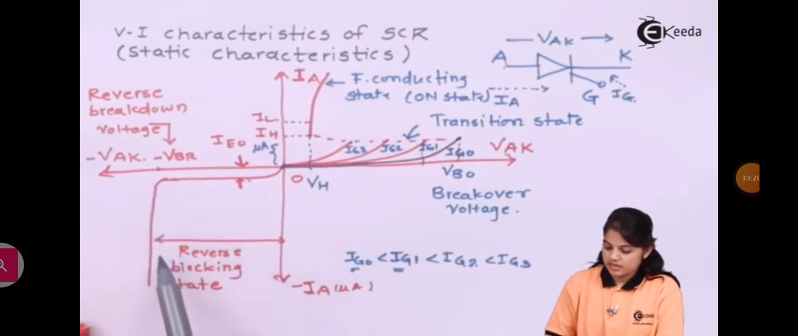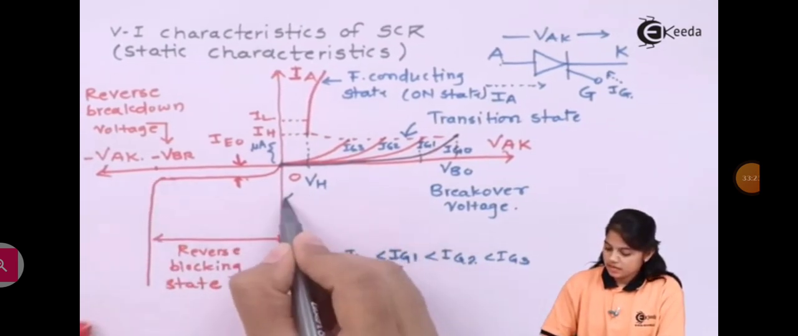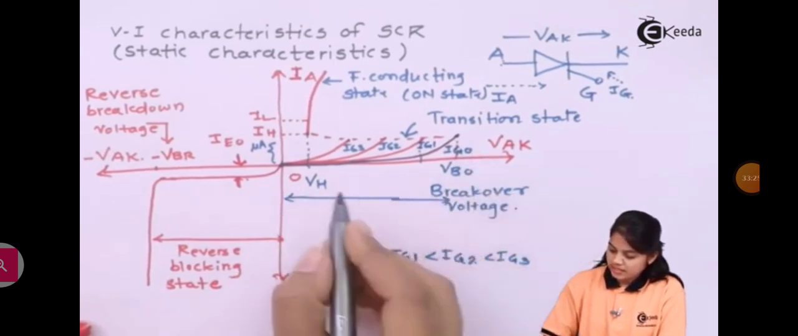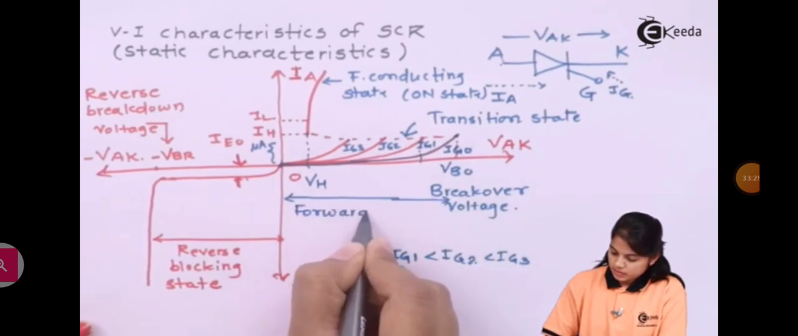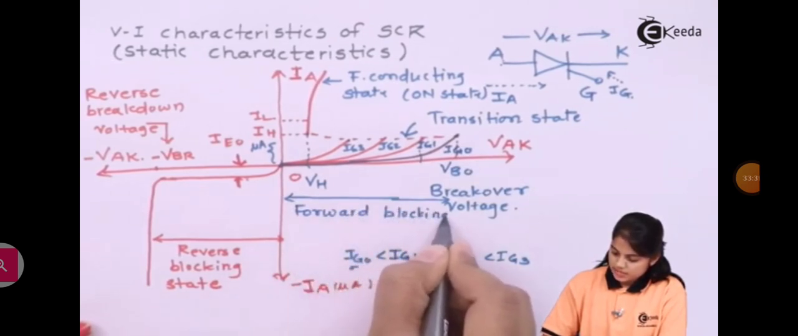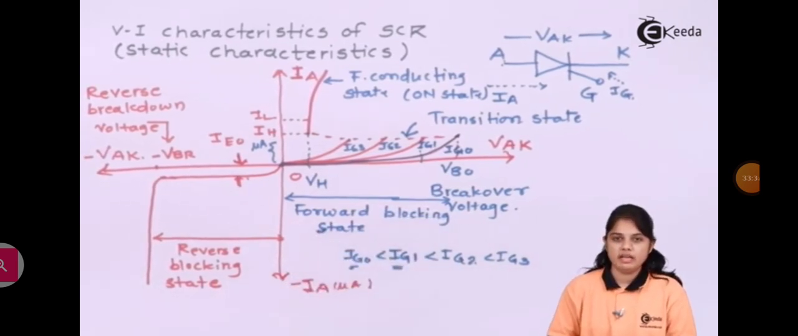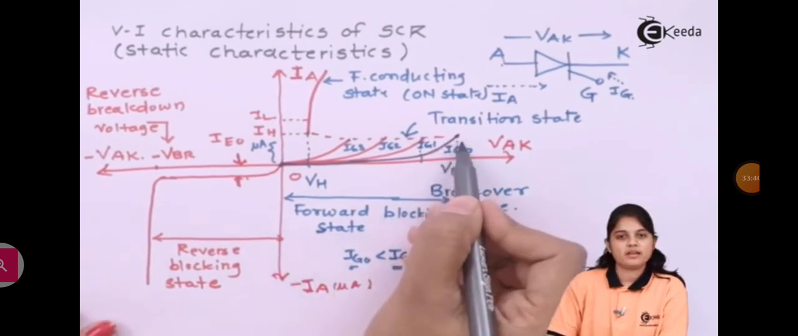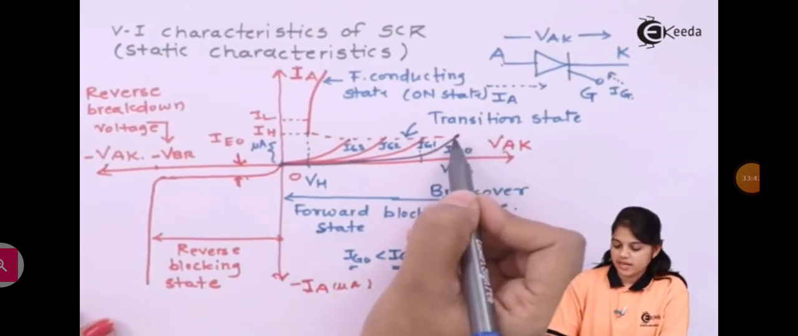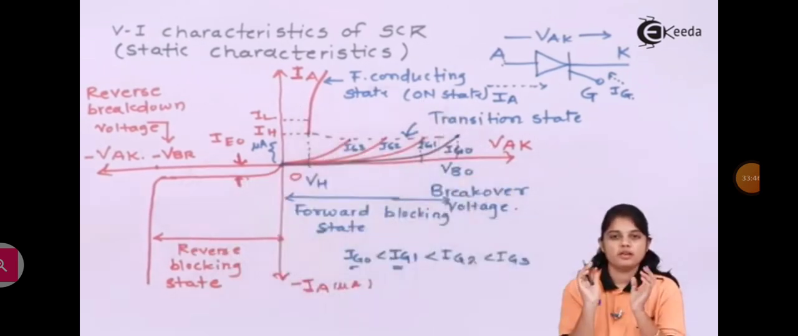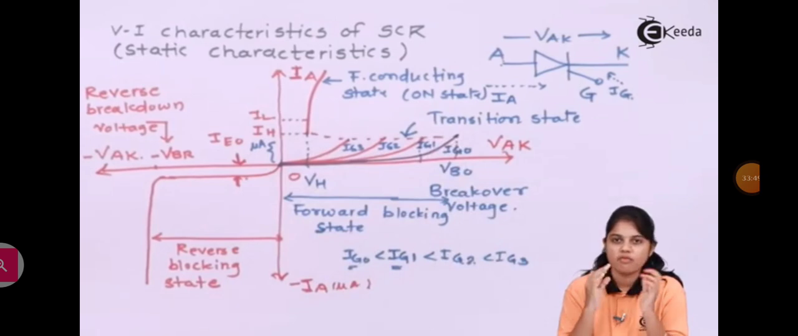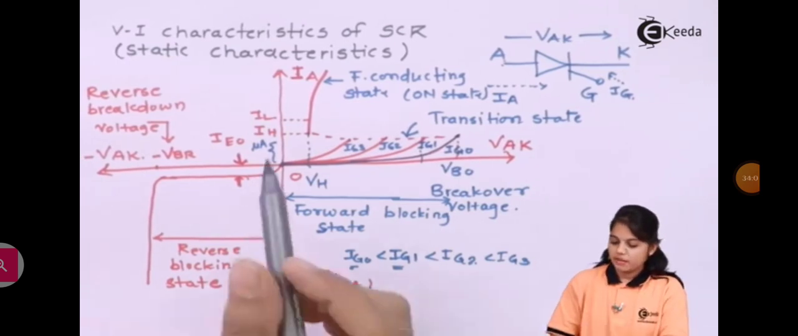So we have seen what the reverse blocking state is and what the forward blocking state is. Till VBO it is a forward blocking state. That means there is a current flow through the SCR, but the SCR will remain in an off state. But when it takes the transition from the blocking state to the on state, it will turn on. The SCR will completely turn on, and once the SCR is turned on, it is very difficult to turn it off. So we have different methods to turn on the SCR, and different methods to turn off the SCR.